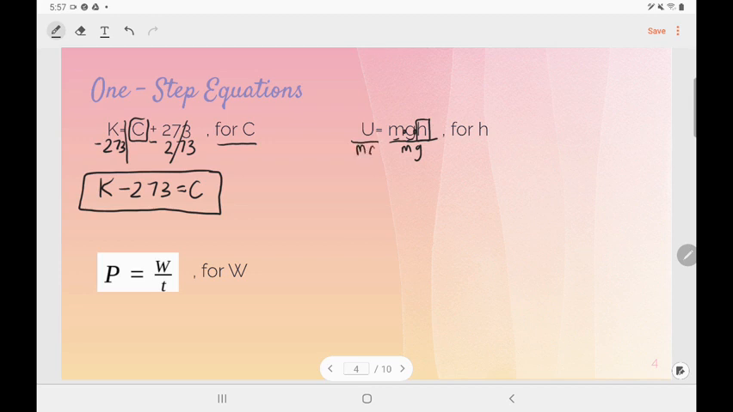So dividing both sides by mg. If I clean that up, what happens? Multiplying by m and dividing by m cancels out. Multiplying by g and dividing by g cancels out. And on the right, I simplify down to h. And on the left, I cannot simplify this, so I simply just rewrite this. That is my answer, u divided by m and g. And that is the answer.